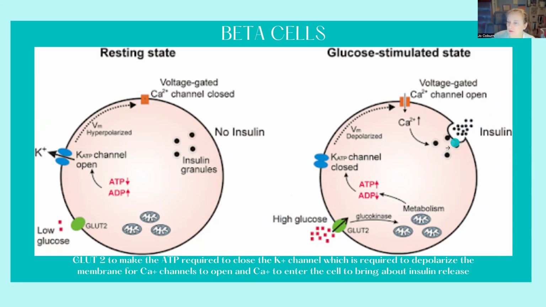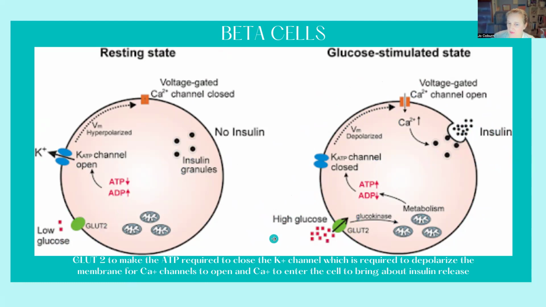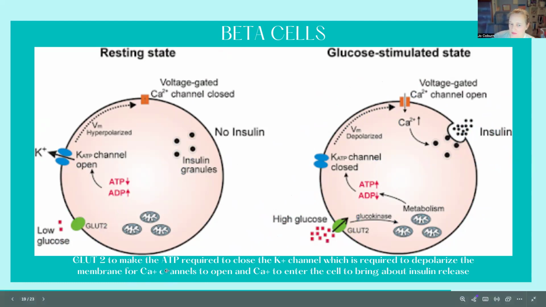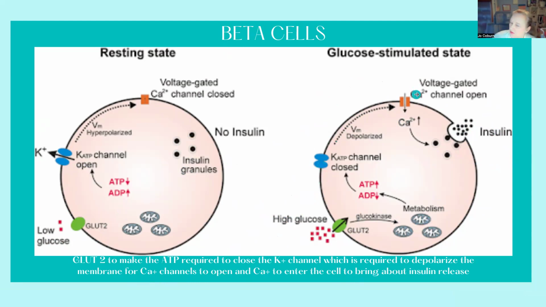This is a beta cell inside the pancreas. So inside the pancreas, when the body senses that there's a high glucose state, it makes the ATP required to close the channel, which is required to depolarize the membrane, which opens the calcium gate and acts on the cell to release the insulin.